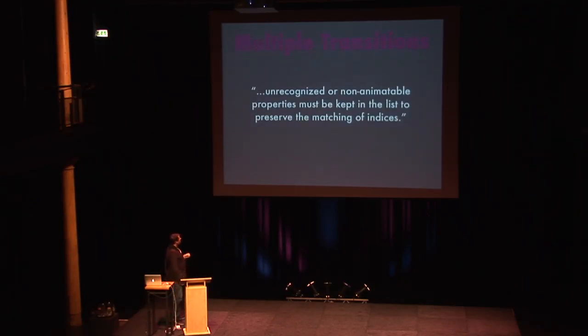So this is what the spec says. Unrecognized or non-animatable properties must be kept in the list to preserve the matching of indices. So what that means is it will ignore the one that it doesn't know, but it will still keep it in that comma-separated list because we have that looping. So how do browsers actually implement that? Well, here's how Firefox does it.